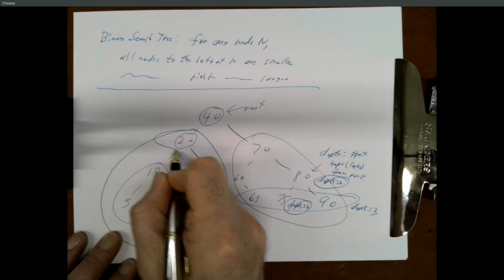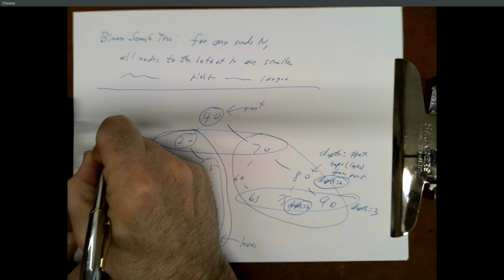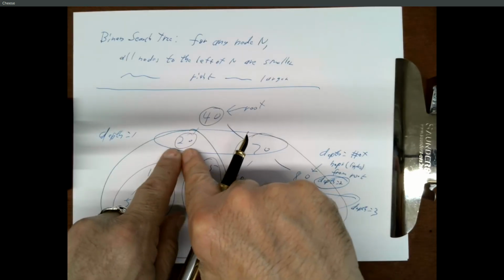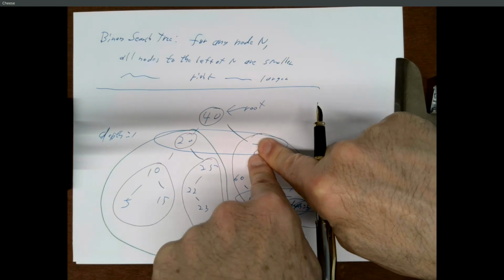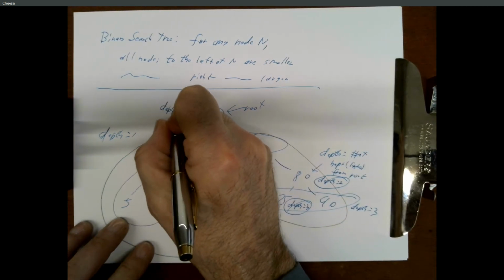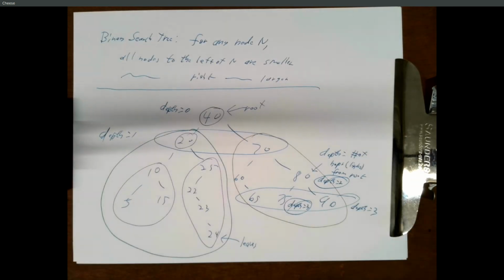Everything up here has a depth of 1, because from the root I have to travel through one link to get to that. And the root has a depth of 0, because you don't have to travel any distance to get to the root from the root. So nodes have a depth, okay? Trees have a height.